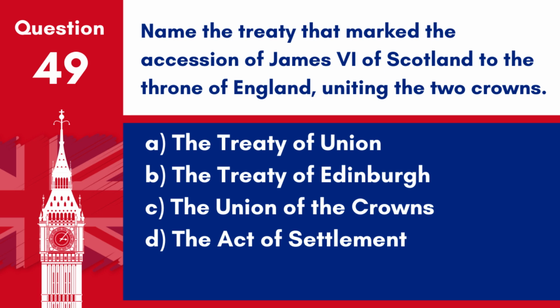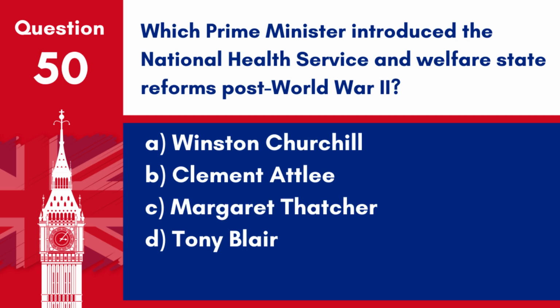Question 49. Name the treaty that marked the accession of James VI of Scotland to the throne of England, uniting the two crowns. A. The Treaty of Union. B. The Treaty of Edinburgh. C. The Union of the Crowns. D. The Act of Settlement. Answer: C. The Union of the Crowns. The Union of the Crowns occurred in 1603 when James VI of Scotland also became James I of England, uniting the two crowns.